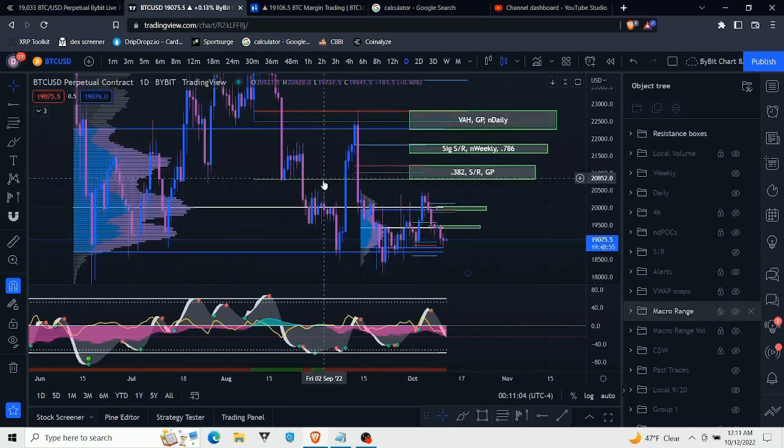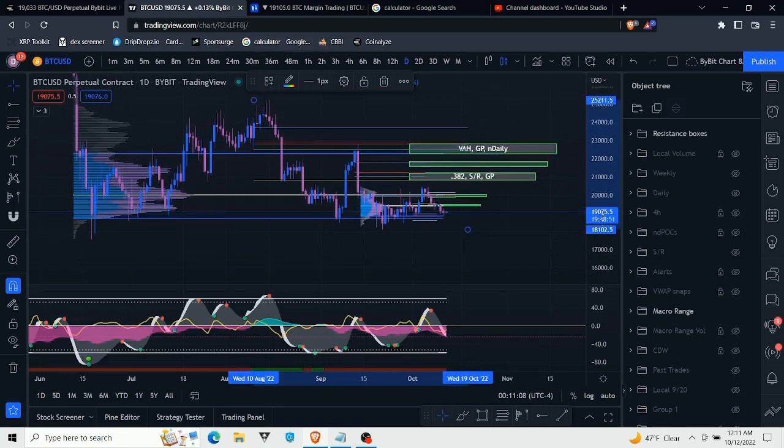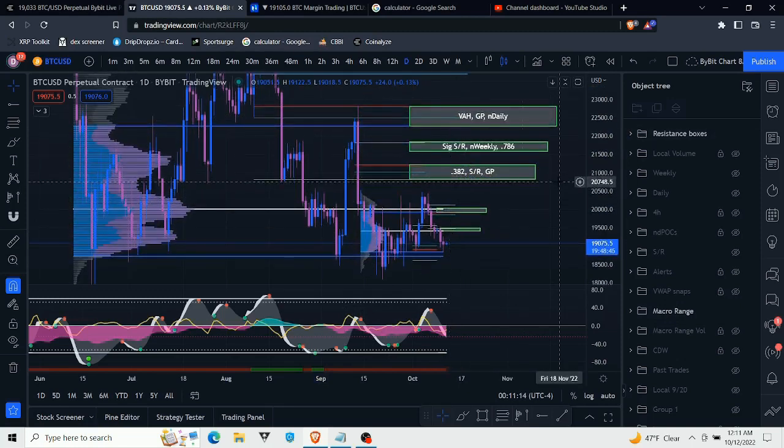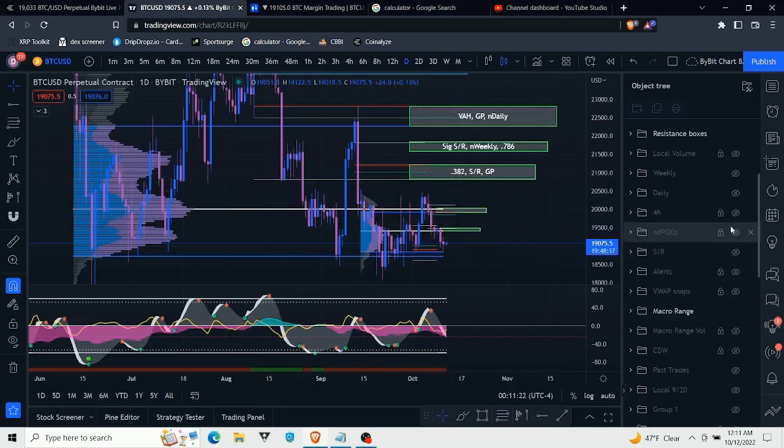I have some Confluence with some Fib levels, the 382 of this entire move, plus the golden pocket of this more local move, and says S/R in here. So turn on my support resistance levels. You can see that this is significant support resistance.